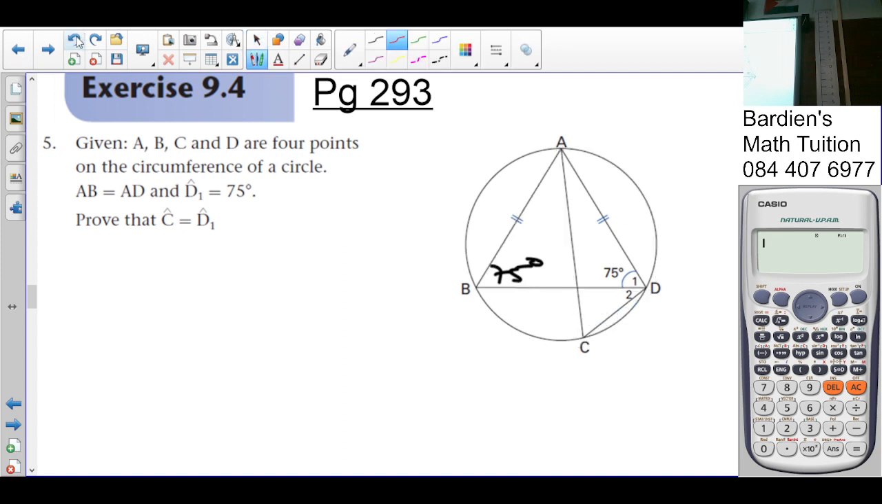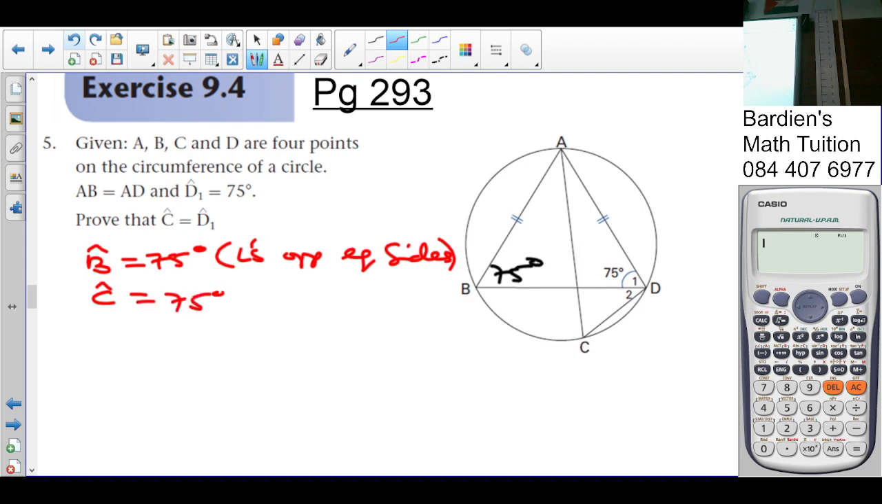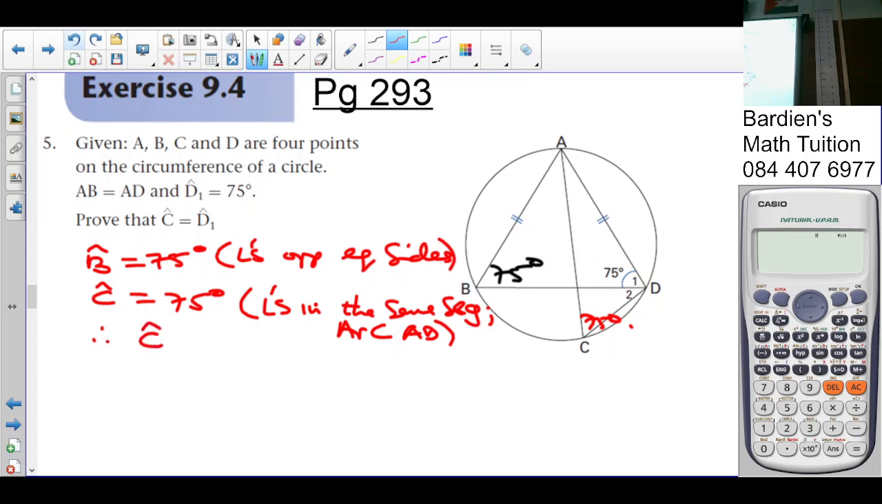So you'll start off with B being 75. Why is B 75? Angles opposite equal sides. Then we see that angle C is equal to 75. Okay? So it's angles in the same segment. And it's coming from arc AD. You don't have to write it. Okay? So therefore, angle C is equal to angle D1, which is equal to 75.